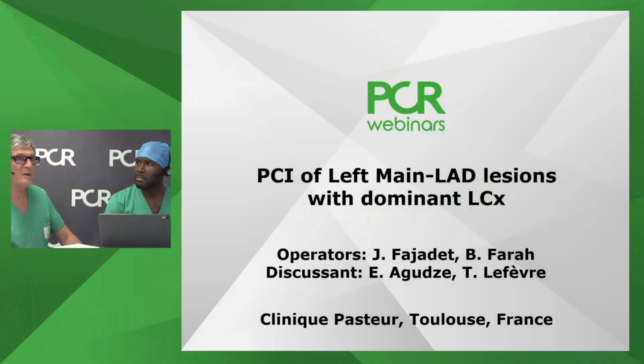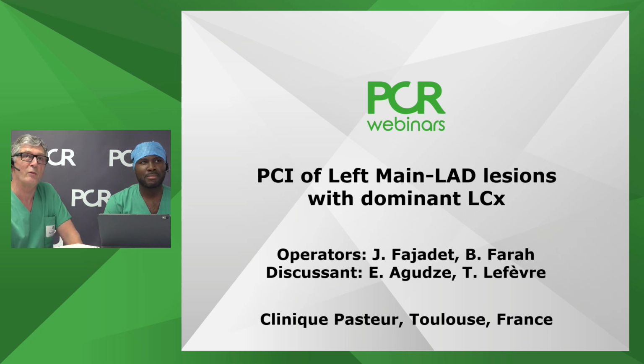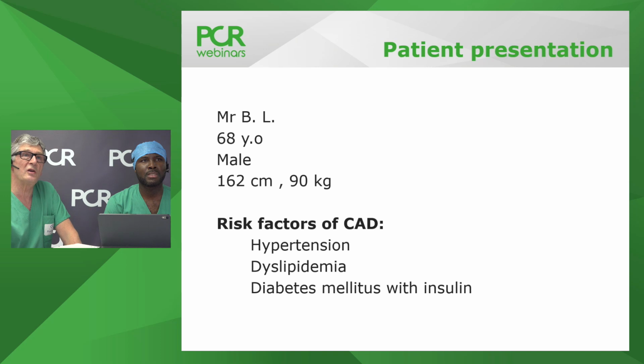Of course, I have with me Edem, who will help me answer the questions that we'll have from you. So this is the title: PCI of left main LAD lesion with dominant circ. You will see the images. The patient is 68 years old, male, relatively small size, 162 centimeters, with 3 risk factors: hypertension, dyslipidemia, and diabetes mellitus on insulin therapy.